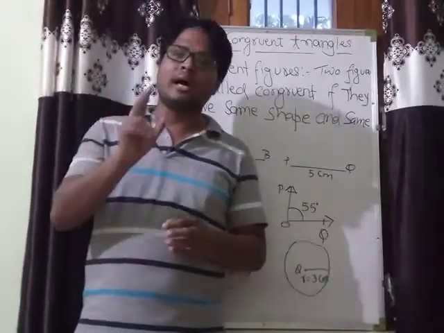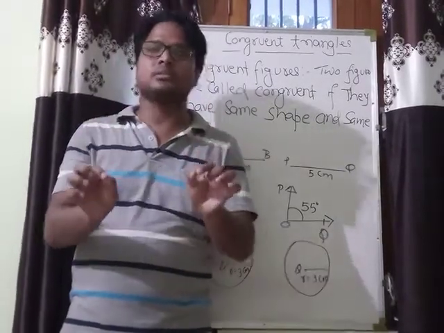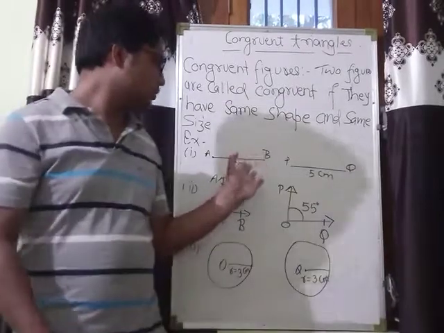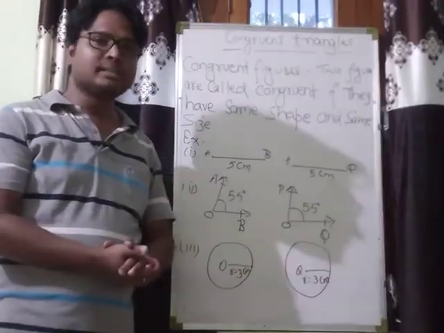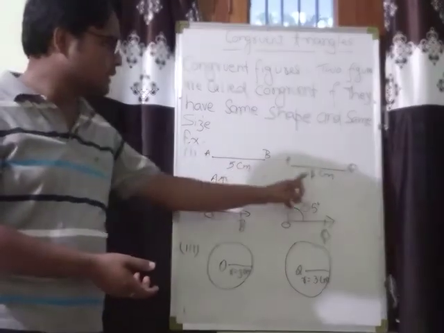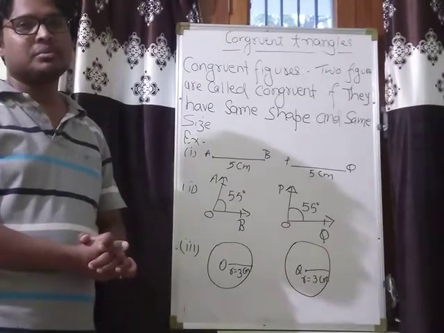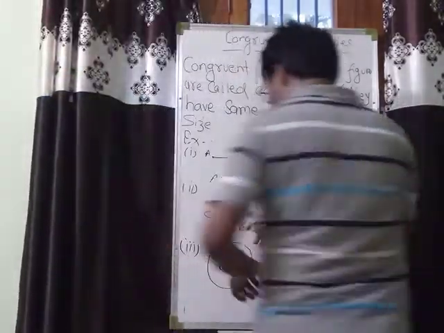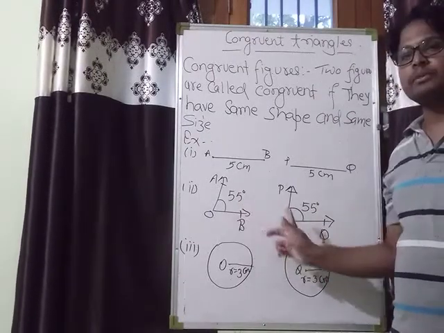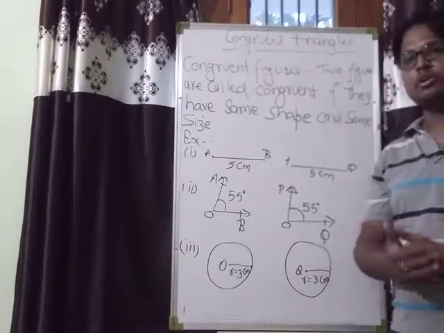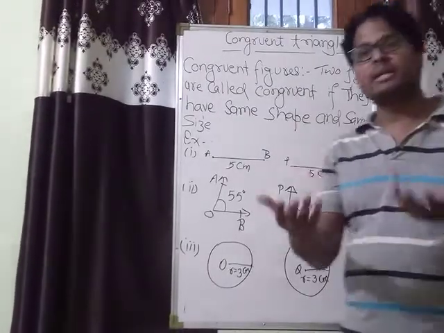Means two line segments will be congruent only when their lengths are equal. Here I have written that two line segments are congruent when their lengths are the same, means 5 cm, then the other will also be 5 cm. You can see here two angles, their measurements 55 degrees, 55 degrees, they will be congruent. Two circles having the same radius.